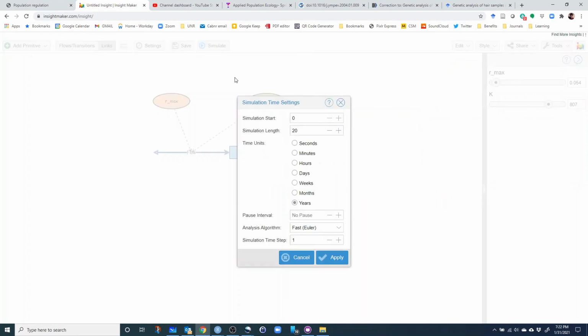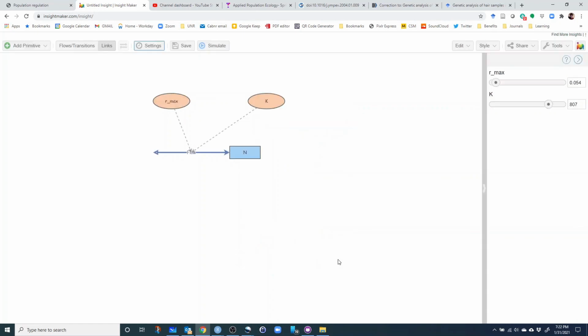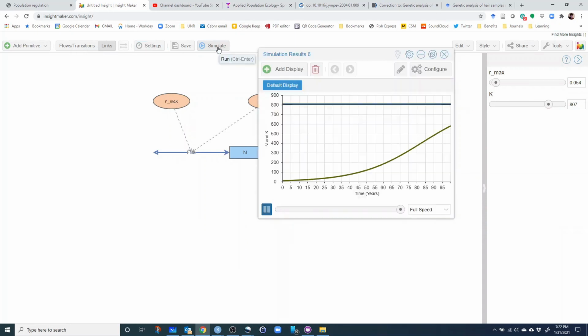What if maybe I want to move the settings up to a 100-year time frame. There we go. Now the population doesn't even get to carrying capacity in 100 years because my Rmax is fairly low. If I made the Rmax higher, I should be able to see the population now just quickly kind of jumps up to carrying capacity.